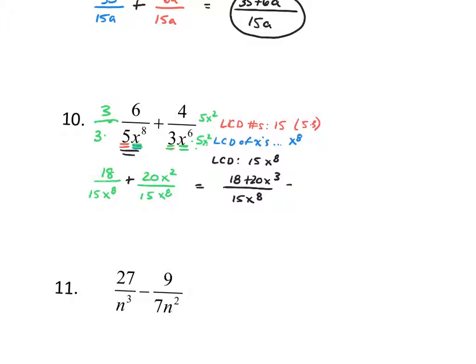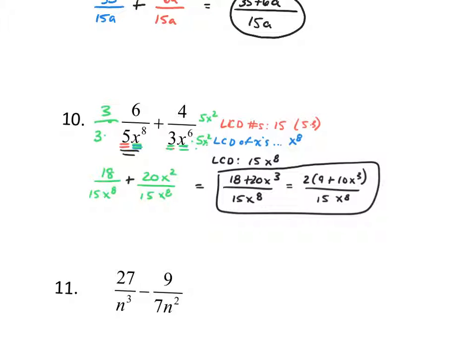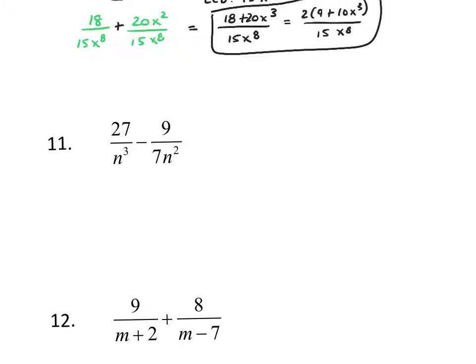And then we always want to check to make sure we can simplify. So on top, I'm going to pull out the GCF of a 2. The reason I pulled out a 2 was just to make sure that I can't reduce anything on the bottom. And since 15 can't be represented as a factor of 2, I'd be done with those. Moving on to our next one.